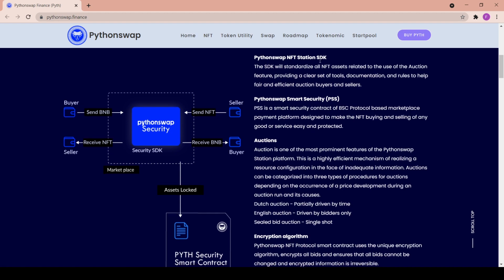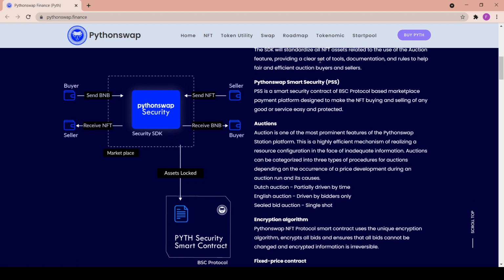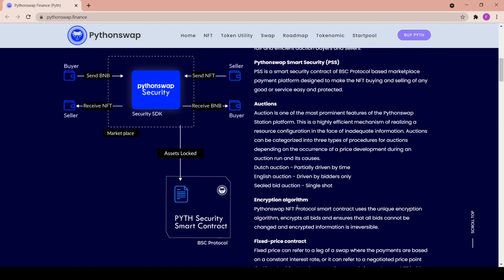Auctions. So auctions is one of the most prominent features of the Pythonswap Station platform. This is a highly efficient mechanism of realizing a resource configuration in the face of an inadequate information. Auctions can be categorized into three types of procedures for auctions, depending on the occurrence of a price development during an auction run and its causes. Dutch auction, partially driven by time, English auction, driven by bidders only, and sealed bid auction is a single shot. So we have three different types of auctions.